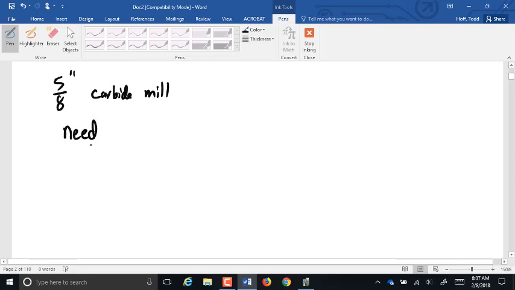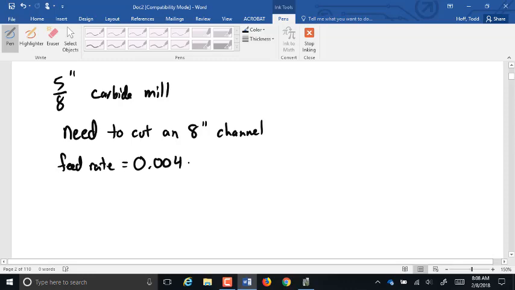Now I realize with a mill, it does matter whether you're just taking off an edge or if you're cutting a channel down the middle of the material. But again, I'm just going to give you a feed rate. Let's say we're going to need to cut an 8-inch channel. Our feed rate, we're going to allow it to be 0.004, 4 thousandths of an inch per revolution.